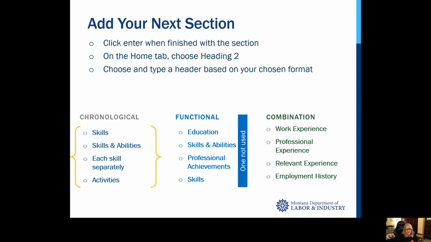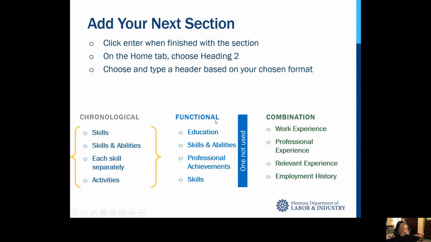Now, the next section, if you're working on chronological, it's probably going to be skills. So here you can name your skills section. You're going to use the same heading style and all that as we did before. But here you're going to use your same skills. You can call it skills, skills and abilities. You can list each skill separately if you want, like that whole customer service up here and cash handling down here, whatever it is. You could also call it activities or something like that. I'm going to call it skills and abilities. I think I tend to like that.